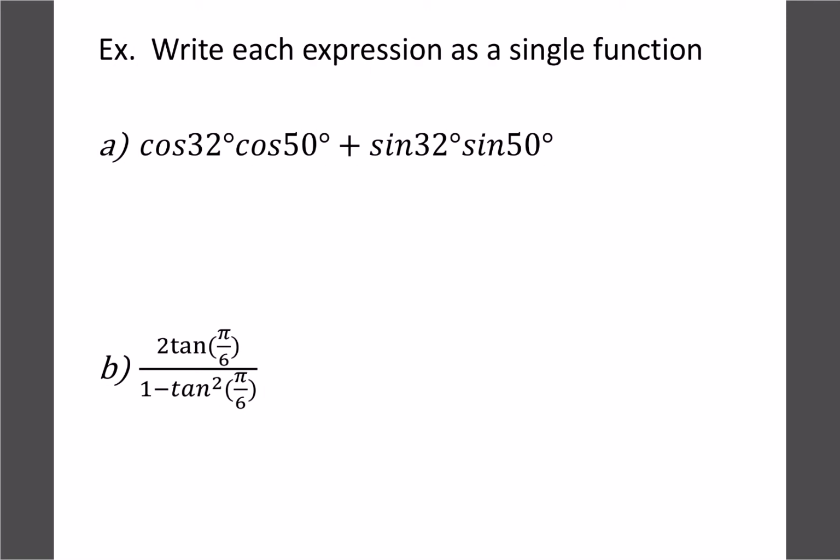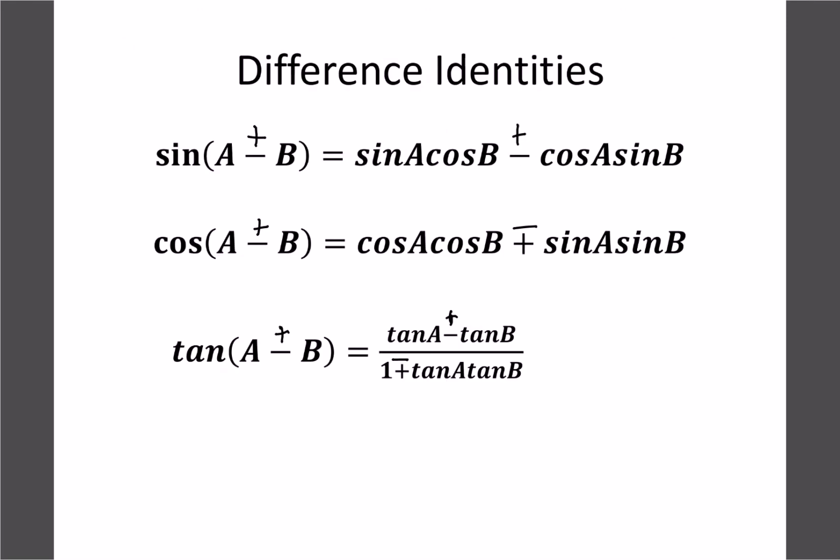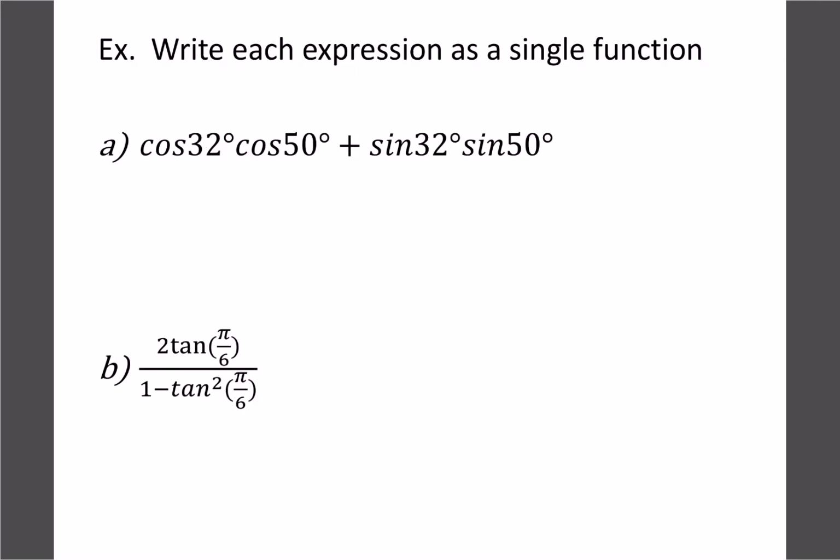So we can see we've got cos cos plus sine sine. If we go back to our question, cos cos plus sine sine, that's going to be this one, so that'll be cos(A minus B). So what that means is we can write this as cos of 32 minus 50, and we could simplify that to be cosine of negative 18 degrees. And that's it. That would be our single function, and if we needed to solve it, we could from there.